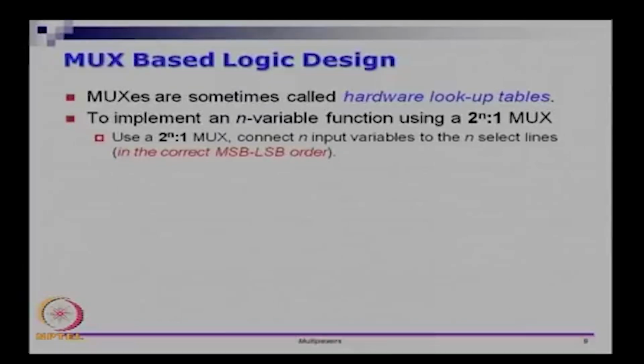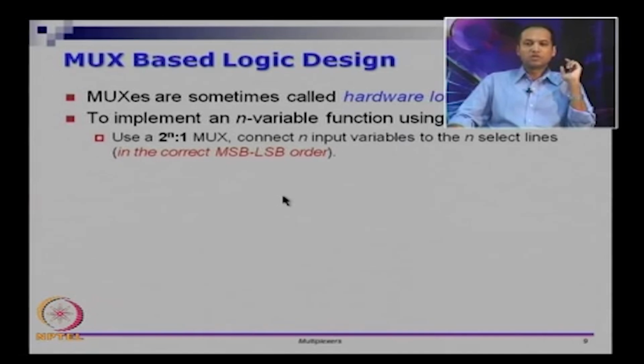That is a 2 power n to 1 mux. You can implement any n variable function using a 2 to the n to 1 mux. So what we will do is connect the n input variables to the select lines. We will plug the truth table in some sense at the inputs, and the output will be the corresponding output. I will show a picture in a little while.